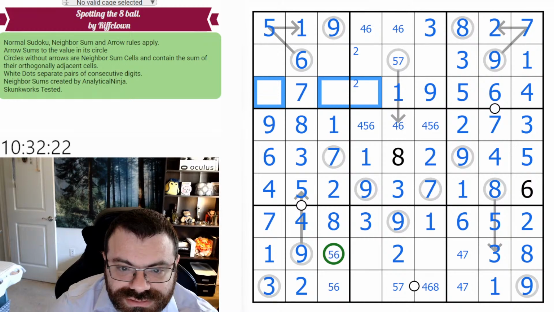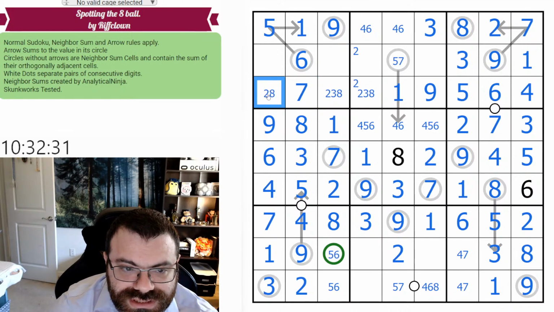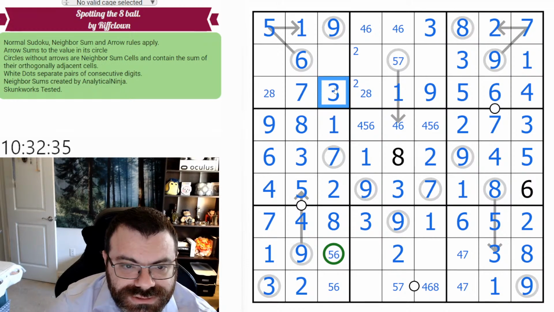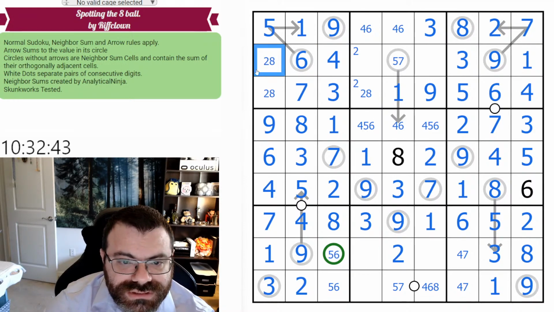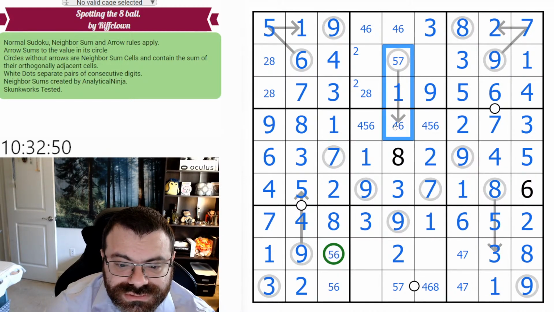Let's see here. 2, 3, 8. That's not a 3. That's not a 3, so the 3 goes here. So this should be fillable. I think it's a 4. Let's see, we got a 2 or an 8 here. How's this resolve? Am I missing any clues? This one.